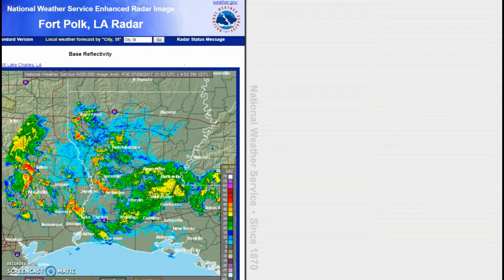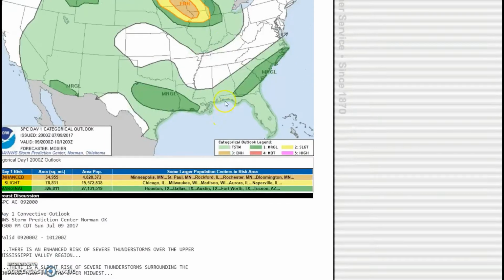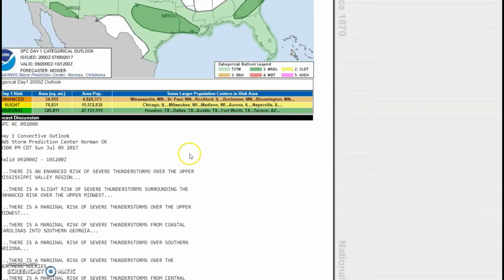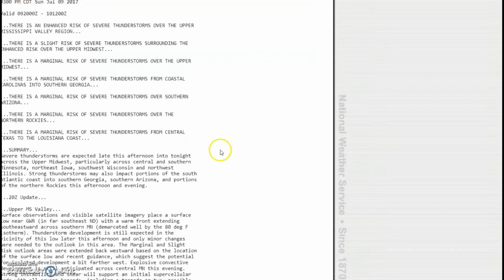Switching gears to the SPC's convective outlook, we do have that area of enhanced risk. They did put that out mainly for straight line winds, but the isolated hail and tornado threat is not to be diminished.